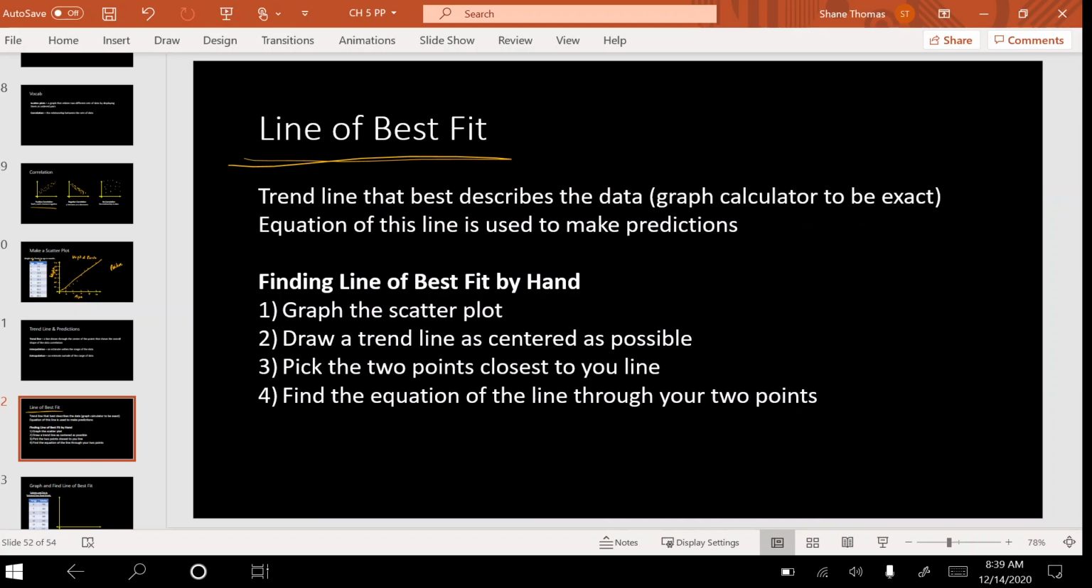You have 2 points, then what do you do first? Find the slope, right? y2 minus y1 over x2 minus x1. That would be your slope.